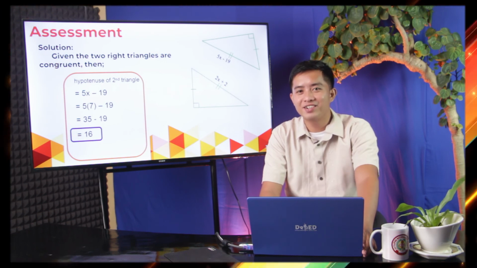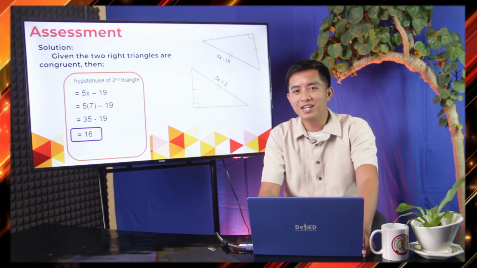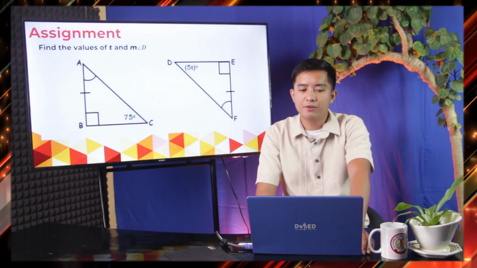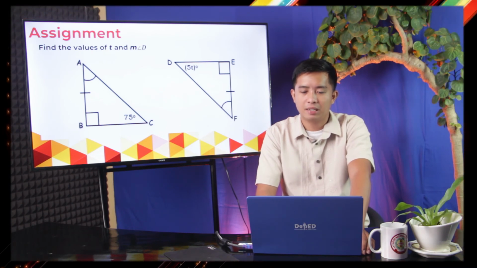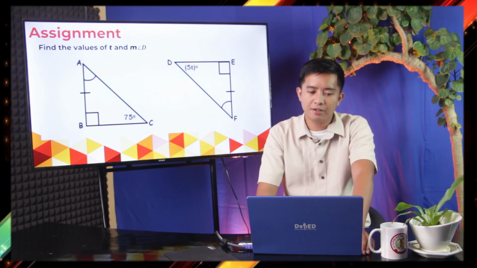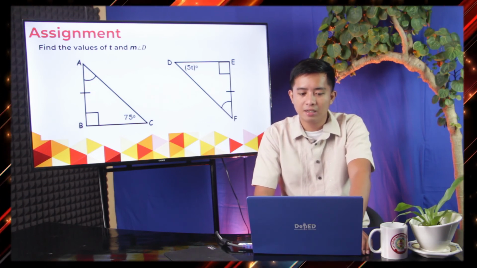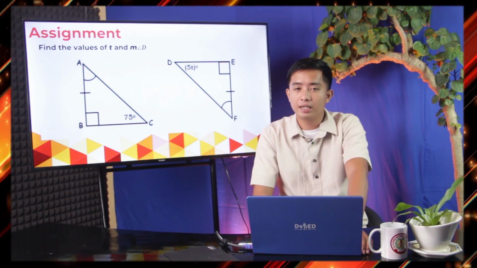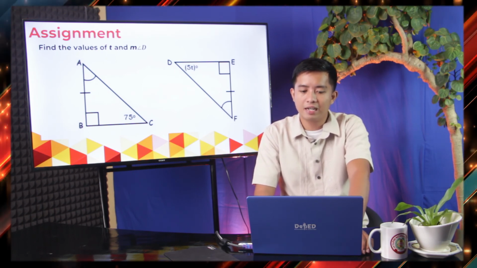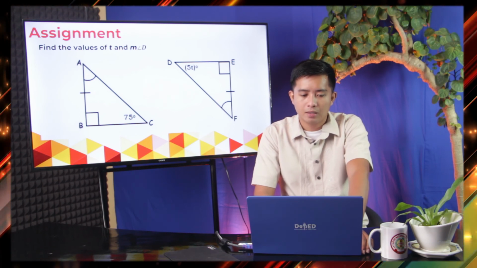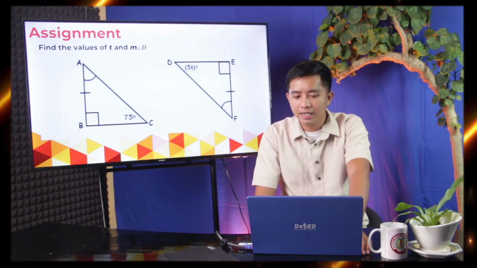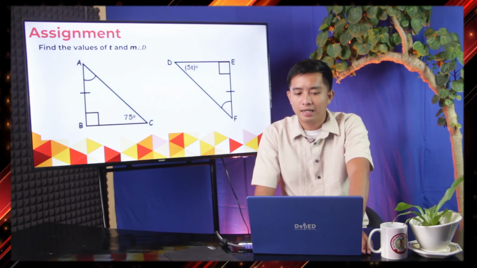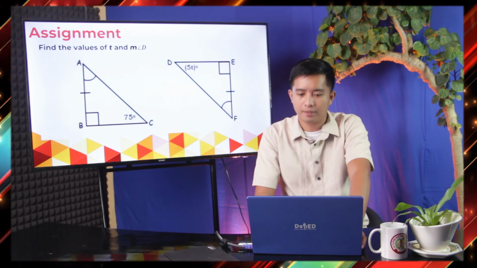Did you get the correct answer? If yes, congratulations! And for your assignment, find the values of t and the measure of angle D. Based on the figures, we have here the right triangle ABC with angle C measuring 75 degrees and the right triangle DEF with angle D measuring 5t degrees. Side AB and side EF are congruent. Angle A and angle F are also congruent.